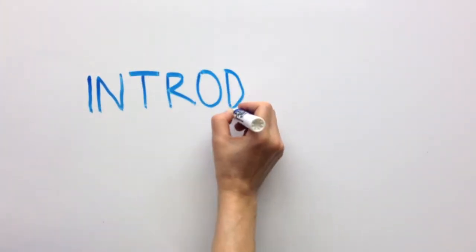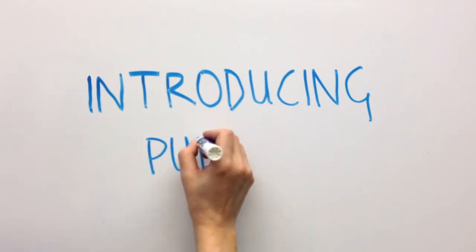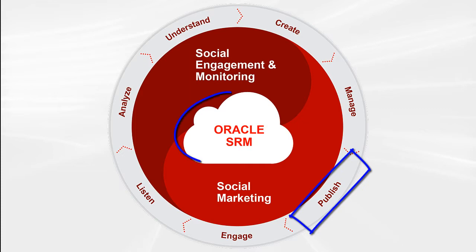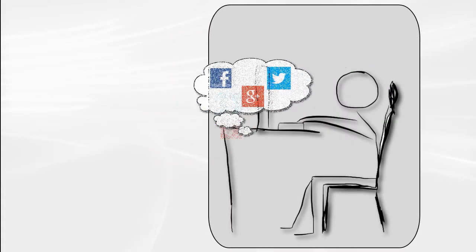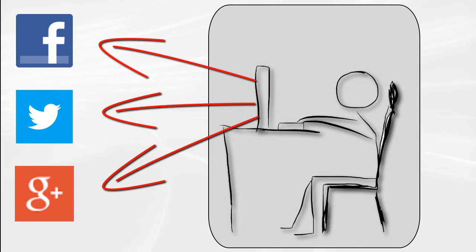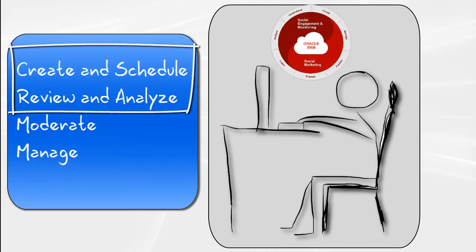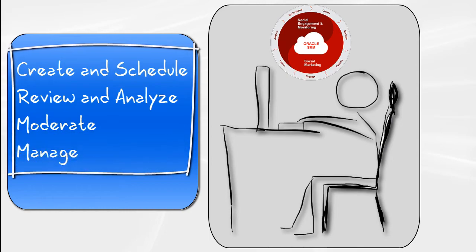This is Cindy Social Marketing, presenting an introduction to Publish, an indispensable tool that you can use to create and manage compelling content for your fans and followers. Publish is one of the products in the Oracle Social Relationship Management Suite. With Publish, you can reach out to your fans on your Facebook, Twitter, and Google Plus streams. This powerful tool allows you to create and schedule, review and analyze, moderate, and manage your high engagement content. So let's take a closer look.